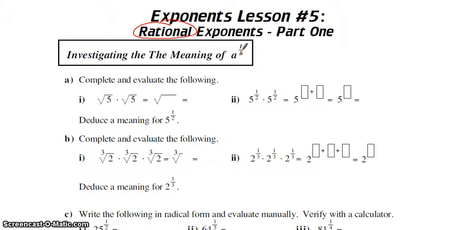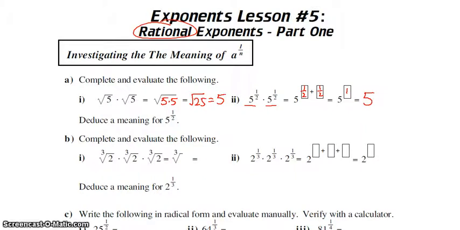Let's investigate what it means. If I have root 5 times root 5, we can say root of 5 times 5, that's root 25, which just becomes 5. So root 5 times root 5 is 5. Now, how about 5 to the power of half times 5 to the power of half? When multiplying powers, you add the exponents. So 5 to the power of half plus half. What's half plus half? That's 1. 5 to the power of 1 is equal to 5.